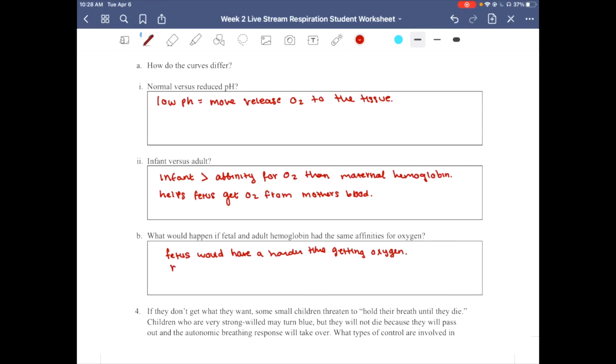Also, this would also reduce fetus metabolism because we talked about how O2 is used in cellular respiration. So not only is the fetus not getting enough oxygen, but that's going to affect its growth, its metabolism, its ability to make energy, which is pretty much everything you need at that point to grow, right?